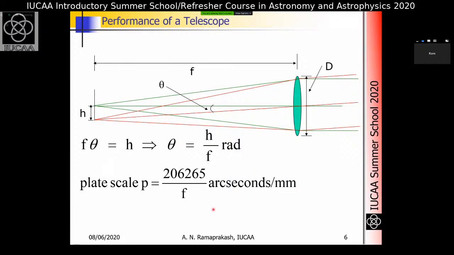So this is how the diameter of the telescope allows you to see brighter and brighter objects. The larger the diameter, the more light it collects. And the focal length of the telescope defines how well separated the images are on the telescope's focal plane, and therefore how much detail you are able to see with the telescope.